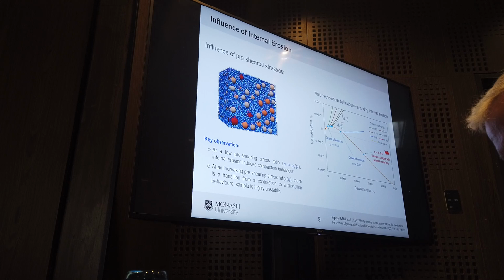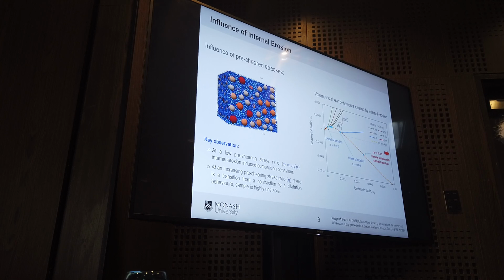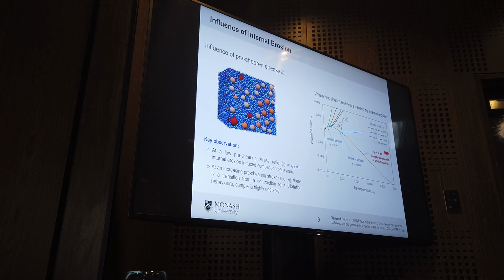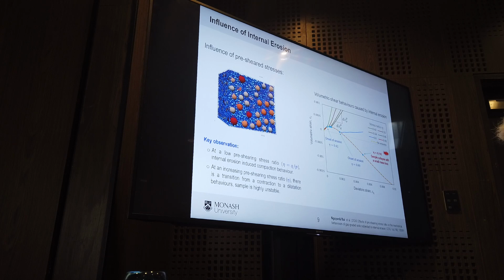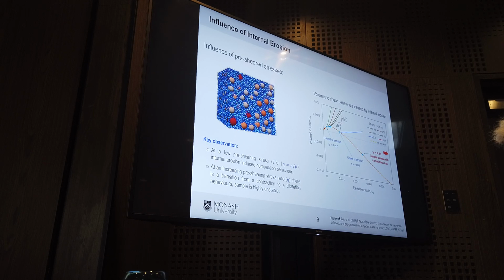So this is the first understanding of how internal erosion affects the mechanical behavior of a soil specimen. You can see this is the volumetric strain against deviatoric strain. This is the very typical volumetric behavior of a soil specimen without being eroded. You can see volumetric contraction and then dilation. And this curve is the behavior of the soil specimen under different pre-shearing stress ratios due to internal erosion. There's no mechanical loading, just internal erosion. Under low pre-shearing stress ratio, the sample undergoes contraction. But as you increase the pre-shearing stress ratio, you see the sample being less contracted.